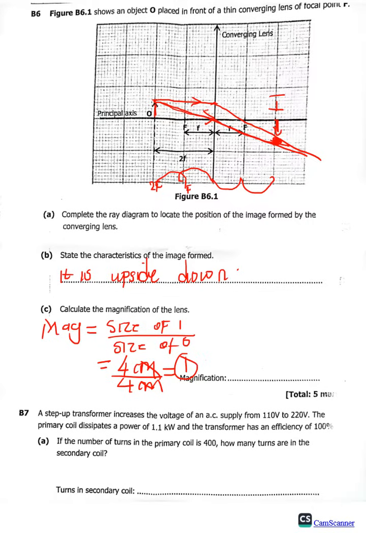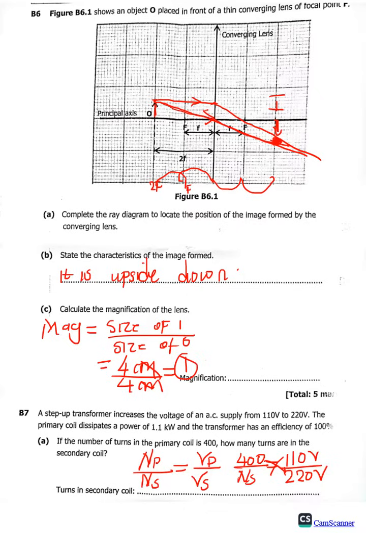So let's use the formula. Number of turns on the primary over number of turns on the secondary is equal to voltage on the primary divided by voltage on the secondary. Number of turns on the primary we have, it's 400, over the number of turns on the secondary, which we are solving for. Voltage on the primary is 110 over 220. So from there we can cross multiply.